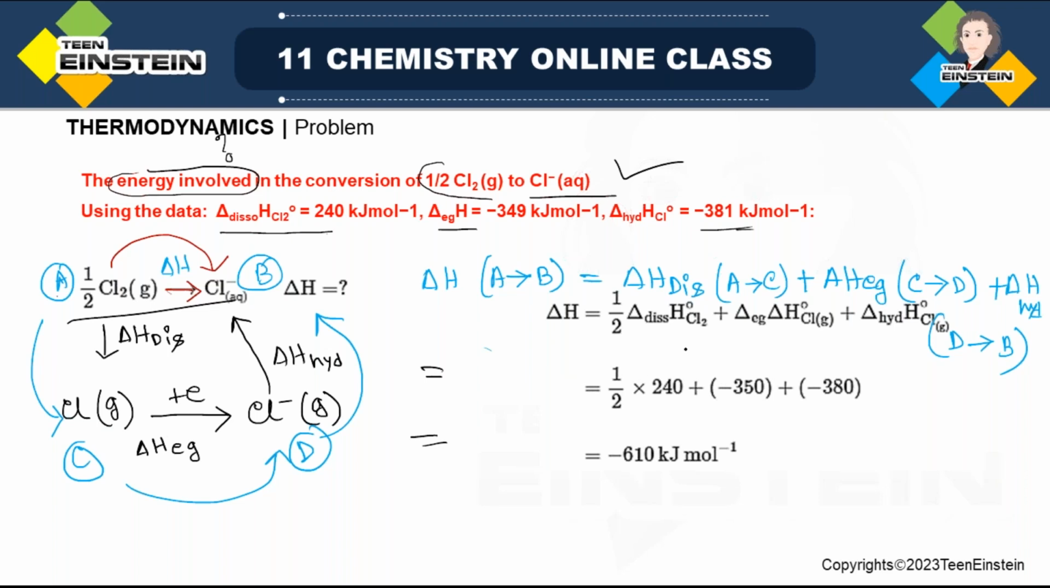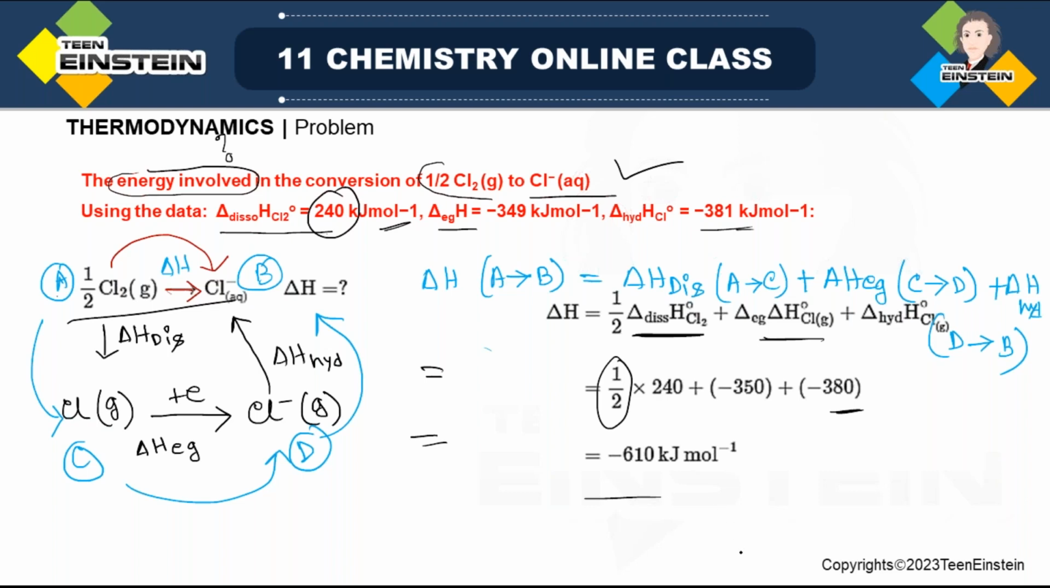So see how we will put these values. This value is 240. That is the first value. But don't forget this half coefficient, because this is kilojoule per mole of chlorine. But you just need it for half mole. So that is why you have to multiply it with coefficient half. Then this one is minus 350 and this one is minus 380.